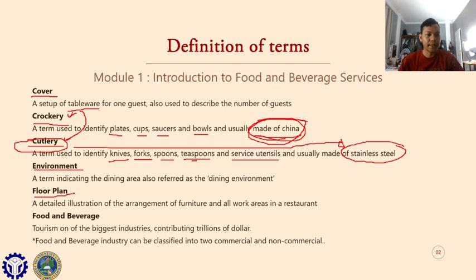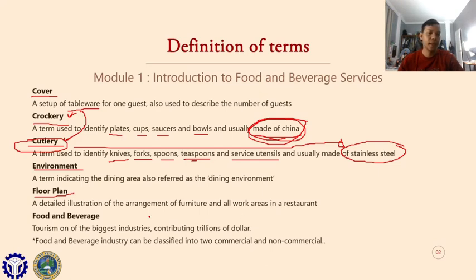Next is floor plan. These are the detailed illustrations of the arrangement of fixtures and all work areas in a restaurant. In a particular restaurant, the owner or the manager has what they call a floor plan. There's a specific table for couples, a specific table for families, and a specific table for businessmen and women. So there is floor planning. There's an arrangement of the furniture, the tables, the chairs, etc. So there is a floor plan.